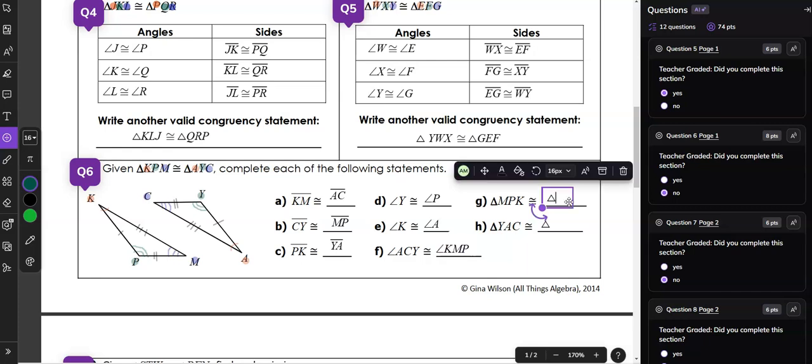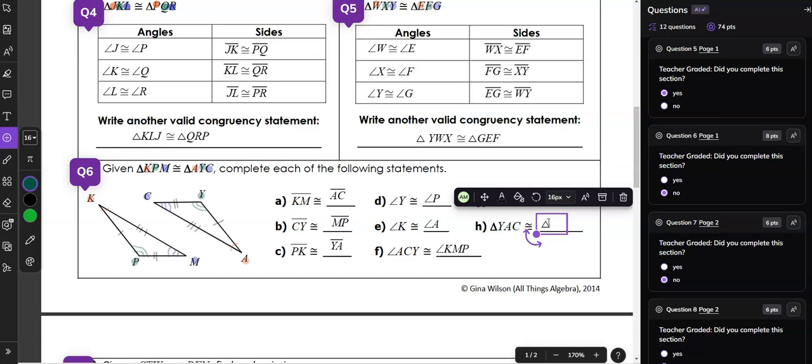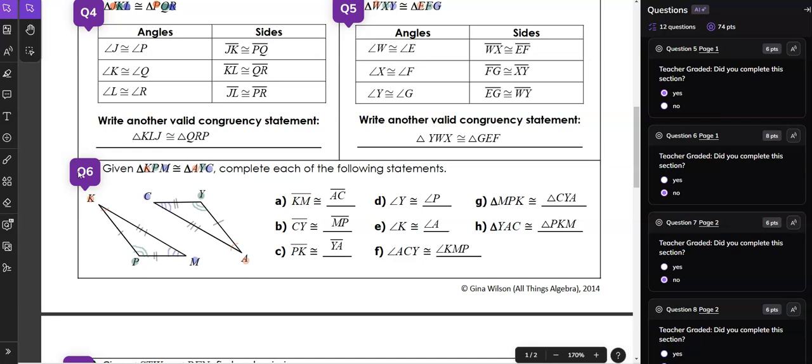Now, 2 triangle congruent statements. We have triangle MPK. So that's blue, green, orange. So that's going to be CYA, blue, green, orange. And then we have triangle YAC, that's green, orange, blue, is going to be congruent to triangle PKM. Again, green, orange, blue. Make sure you get this copied into your notes, and then before we move on, you're going to go ahead and make sure you mark it as done on question number 6 over here.